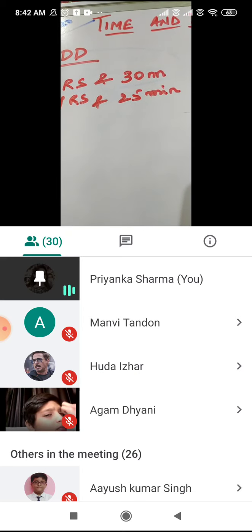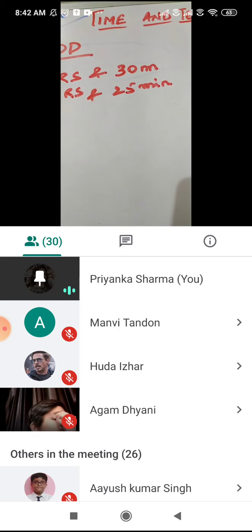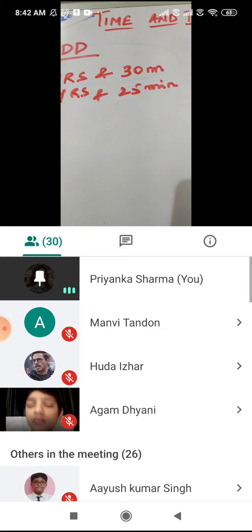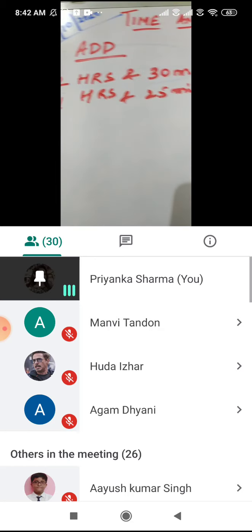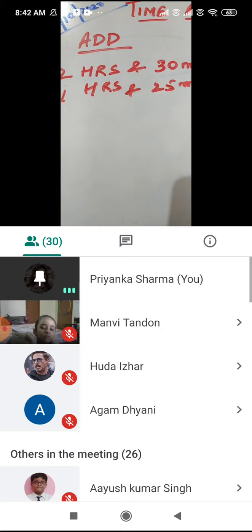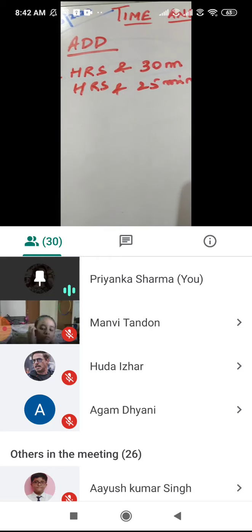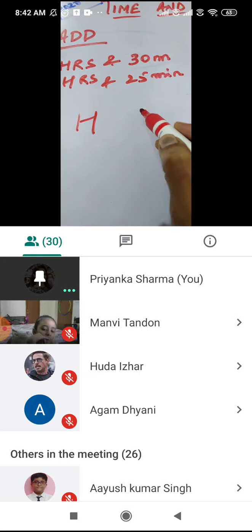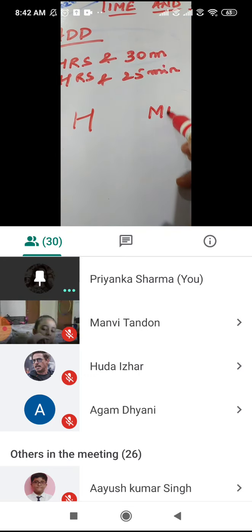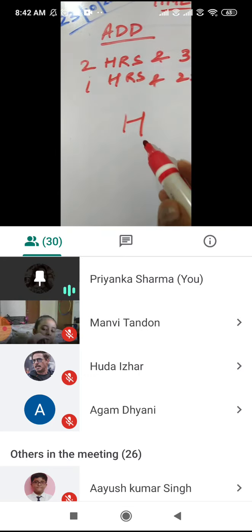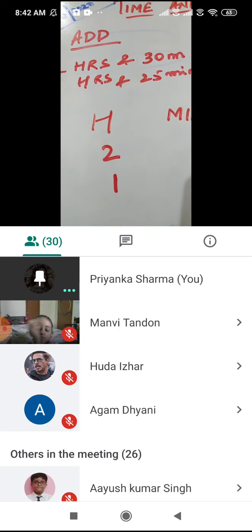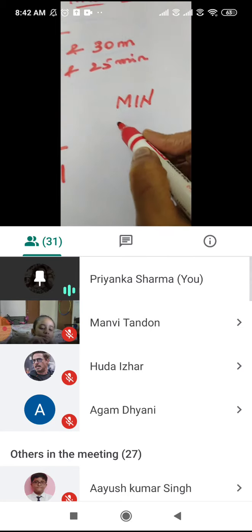So how do we have to add? What are the rules to add time? There are certain rules. Let's begin with the first sum. As and when we do further sums, I am going to tell you the rules also. So first, an hour column and a minute column. In the hour column, we will write the hour number. In the minute column, we will write the minute number.